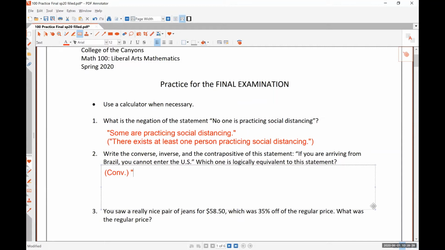So meaning-wise, if you switch the two parts, let's see, what does it say? You cannot enter the US if you are arriving from Brazil. That would not be the converse, okay? So in order to write the inverse, converse, and contrapositive, you must, or you should, start every one of those with the word if.